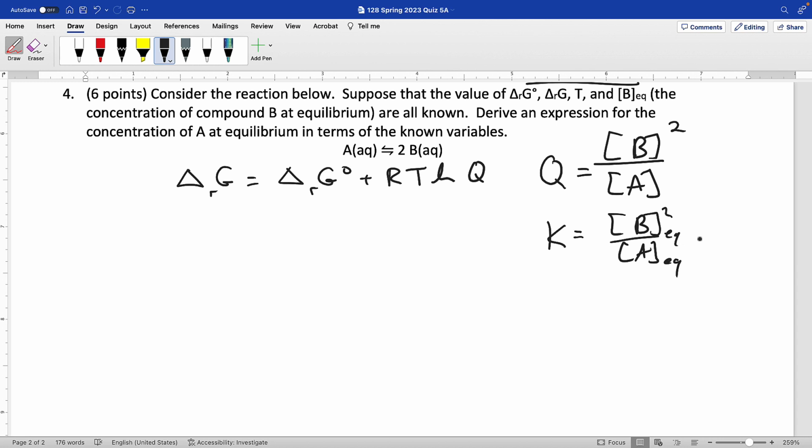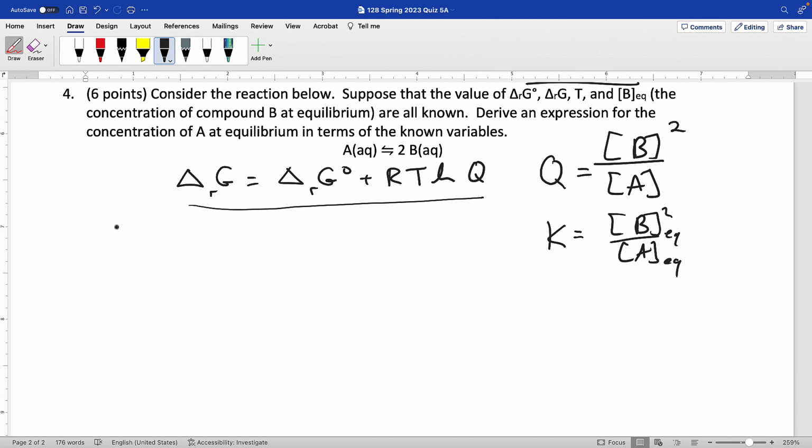I'll do the long-winded one first and then the short one. The long-winded way is to say that this expression here is true at any place during equilibrium, and that K is a subset of Q. So I could just write this out and ignore the fact that I'm at equilibrium. It'll take a little longer than the shortcut we'll do at the end, but I'll show you how you would do this.